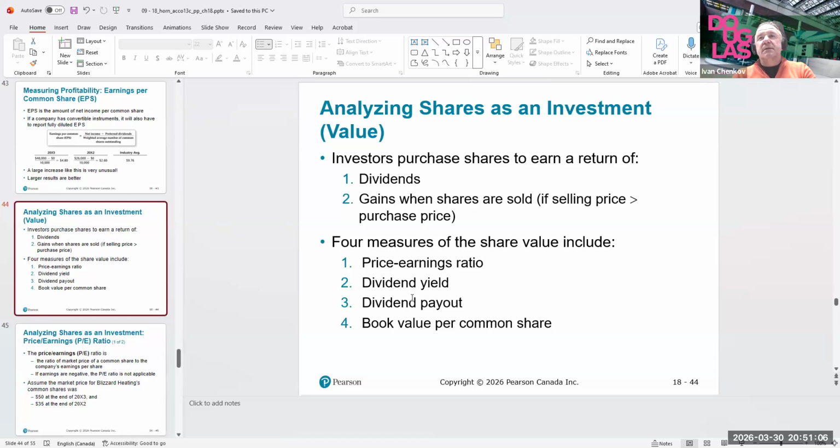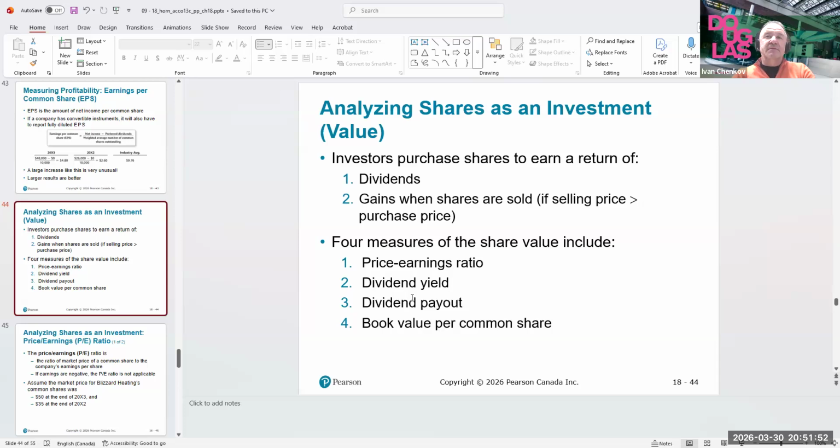So how are we going to analyze the shares and the investment value? Investors, don't forget what different types of players want. Investors want dividends, which are the direct return from the shares, on the amount of money that they invest in shares, and the indirect return is the gain when they sell the shares. And that's going to happen only if the selling price is more than the purchase price. So in order for that to happen, the company has to perform very well over a period of time.